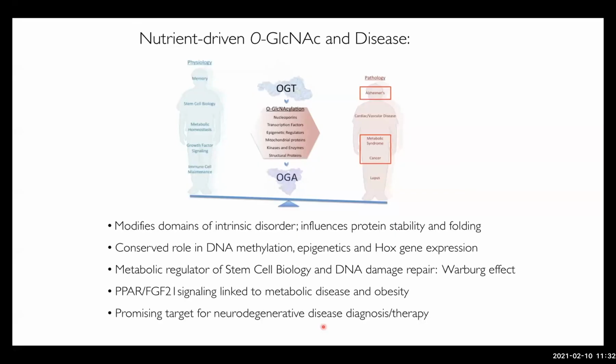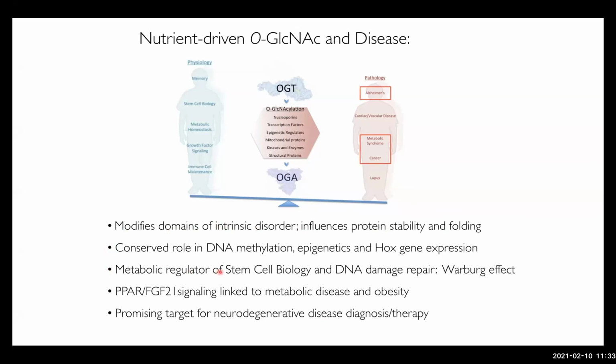So I'm going to summarize to leave plenty of time for questions. What I've told you today is that the O-GlcNAc modification occurs at domains of intrinsic disorder, influencing protein stability and folding. It plays a conserved role in DNA methylation, epigenetics, and the regulation of Hox gene expression, the very determinants of the vertebrate body plan.